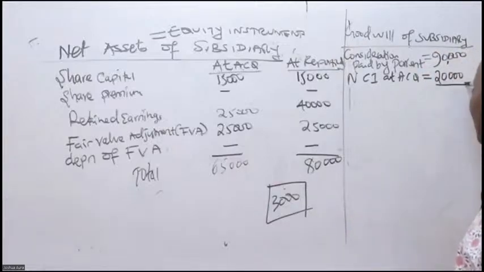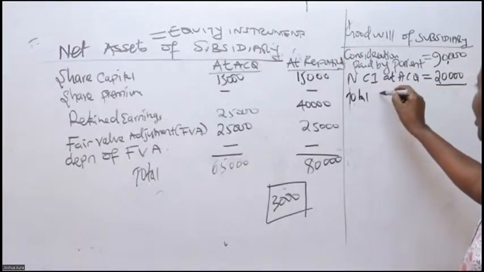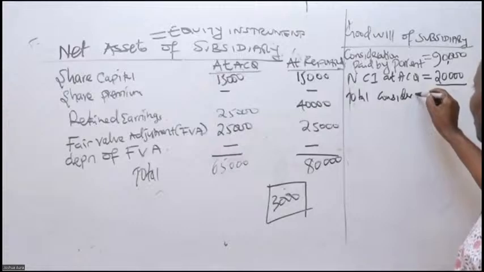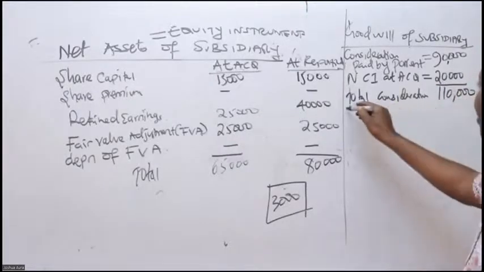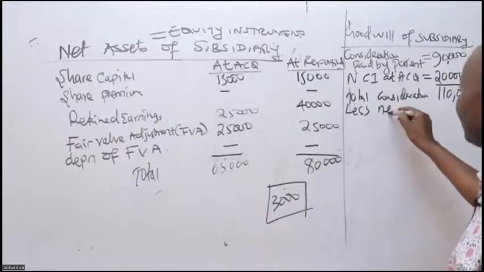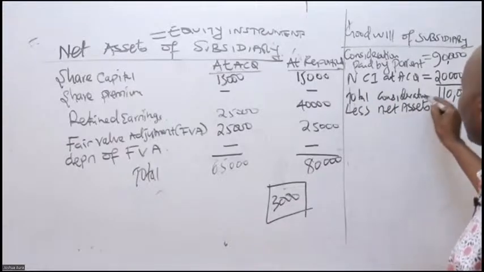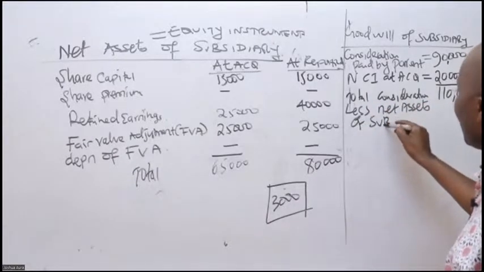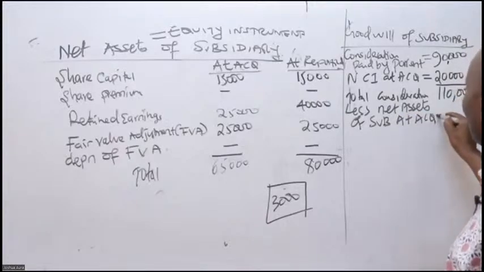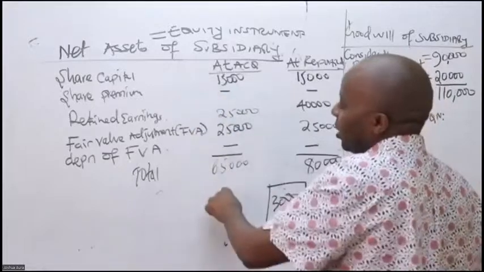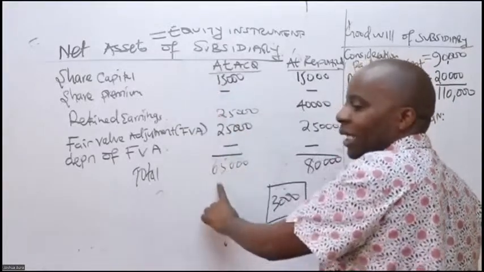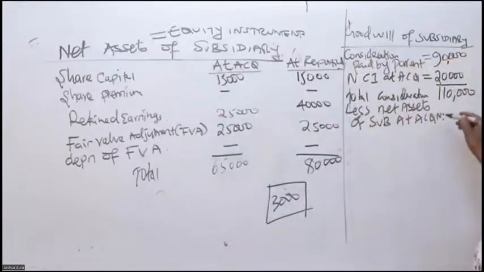So in this case, this is the total consideration, which is 110,000. Then you come here and less the net assets of the subsidiary at acquisition. The net assets of the subsidiary at acquisition were 65,000.